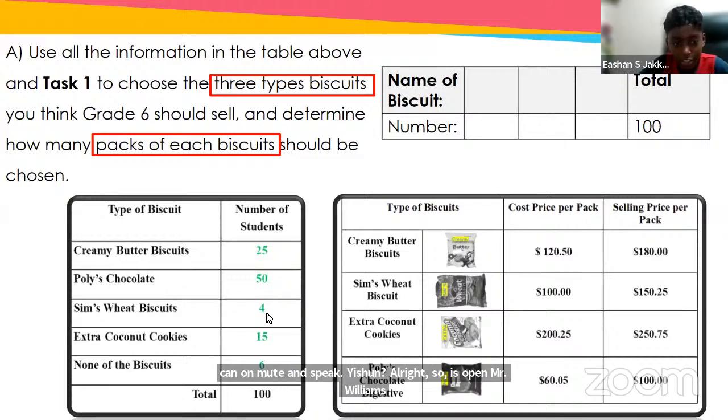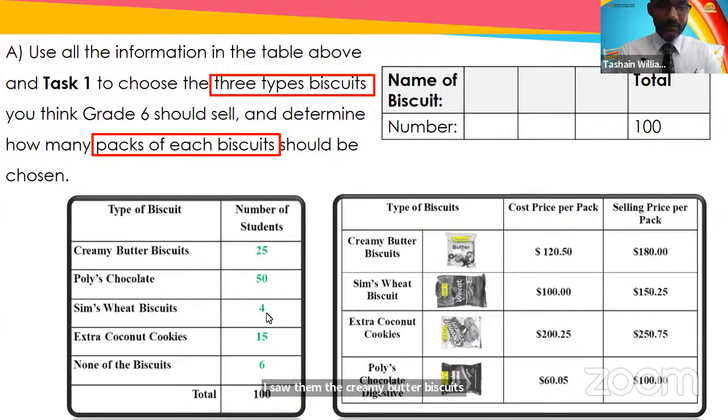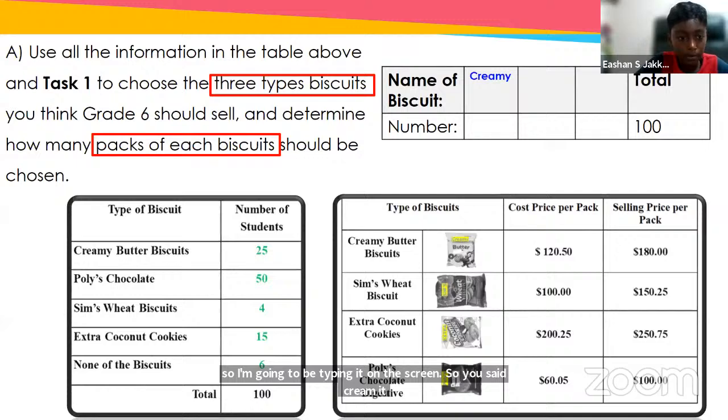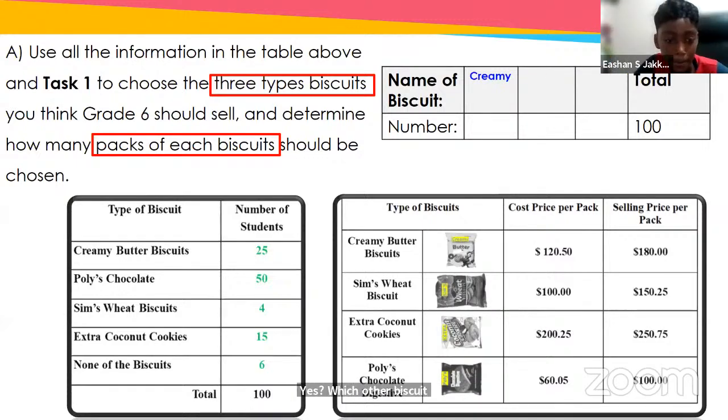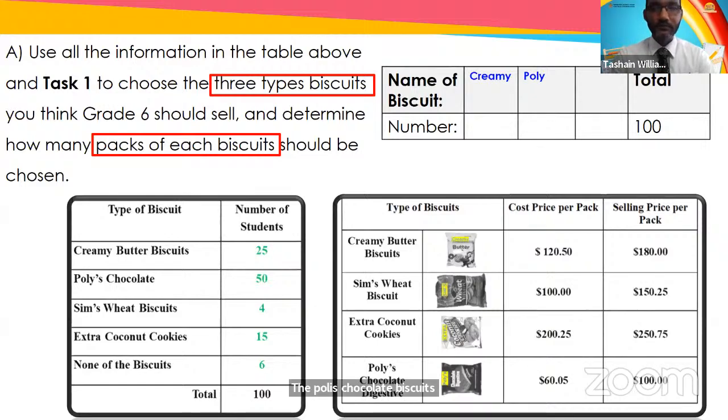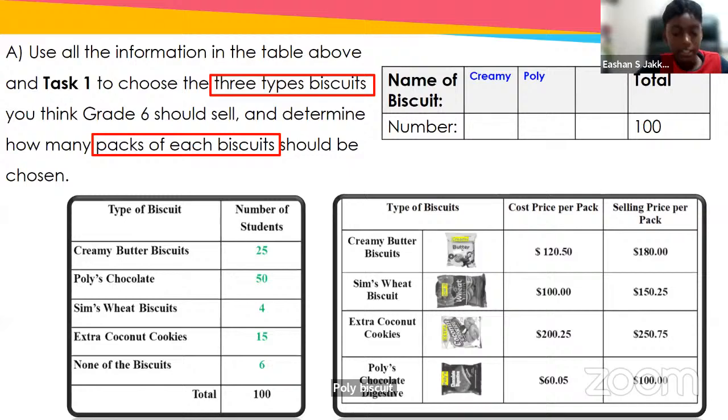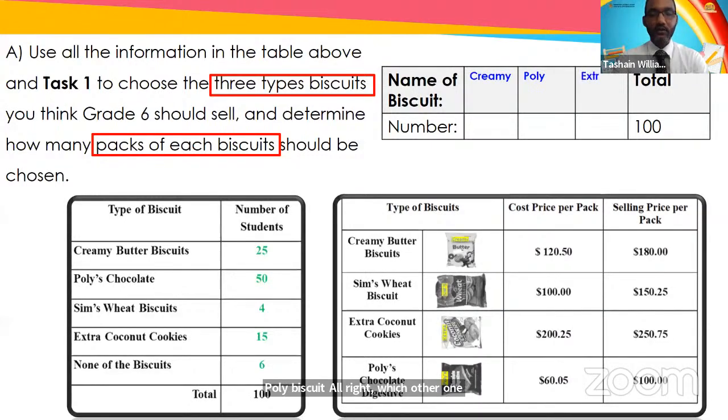So I've chosen the creamy butter biscuit. All right, so I'm going to be typing it on screen. So you said creamy. Yes. Which other biscuit? The Polly's chocolate biscuit. Polly biscuit. All right, which other one? And the extra coconut cookies biscuit. An extra coconut. All right, that's it? Yes, sir.